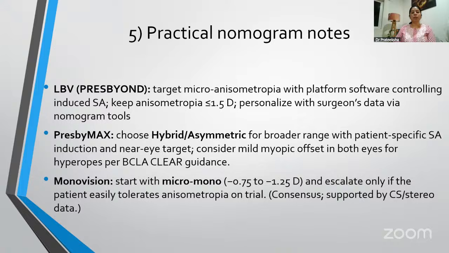Now, what are the practical nomogram notes? For LBV PresbyOND, target micro-anisometropia with platform software controlling induced spherical aberration. Keep anisometropia less than 1.5 diopters and personalize with the surgeon's data via the nomogram tool. For PresbyMax, choose hybrid or asymmetric for broader range, with patient-specific spherical aberration induction and near eye target. Consider a mild myopic offset in both eyes for hyperopes. For monovision, start with micro-mono like 0.75 to 1.25 and accelerate only if the patient easily tolerates anisometropia on trial.